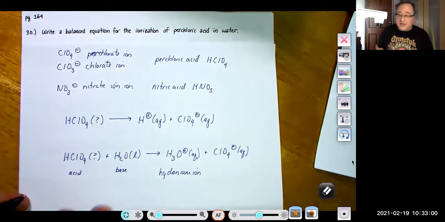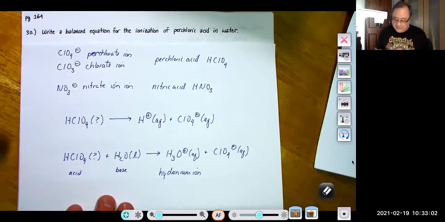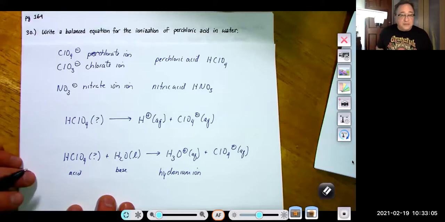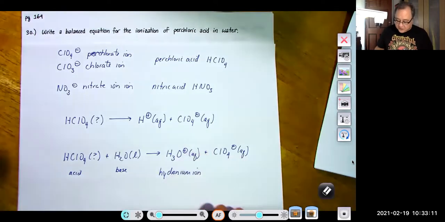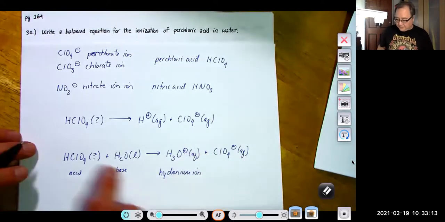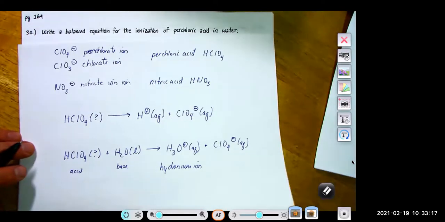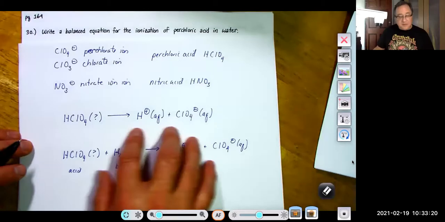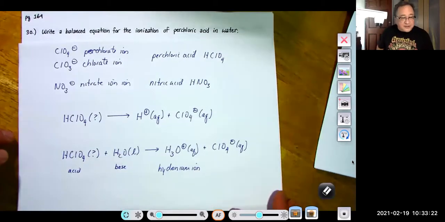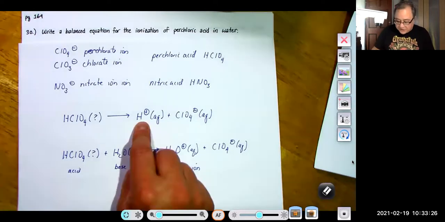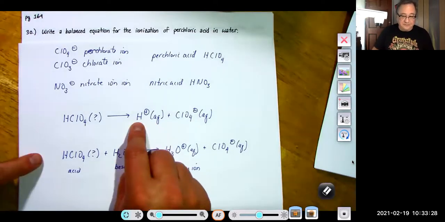Water is a base. It's not a very good base. Water can also be an acid. It's not a very good acid. Okay, so these are 2 ways of showing the ionization of perchloric acid in water. Hey, Tony, is the top one the Arrhenius one? That would be more the Arrhenius, because the Arrhenius definition is it produces H plus in water. How do we know this is in water? Aqueous.